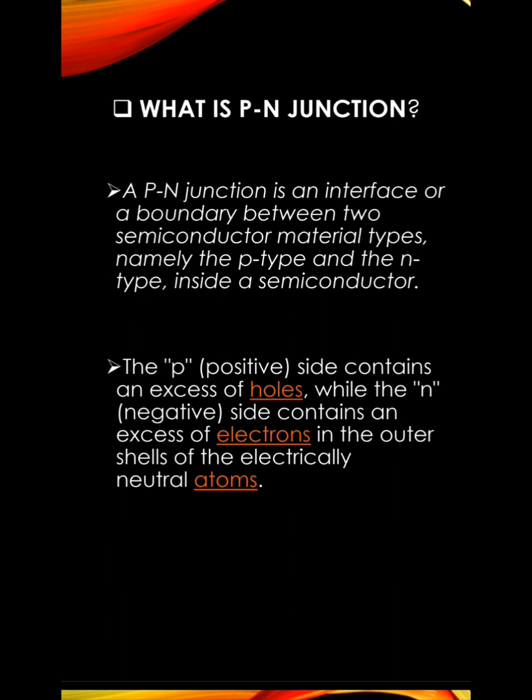Now, what is a PN junction? When a p-type semiconductor is suitably joined to an n-type semiconductor, the contact surface is called a PN junction. The PN junction is known as a PN junction diode or semiconductor diode. The P side contains an excess of holes, while the N side contains an excess of electrons in the outer shells of the electrically neutral atoms.